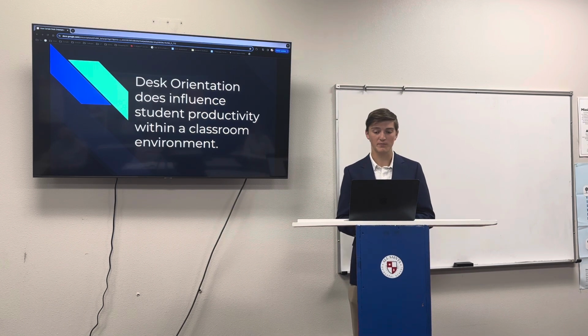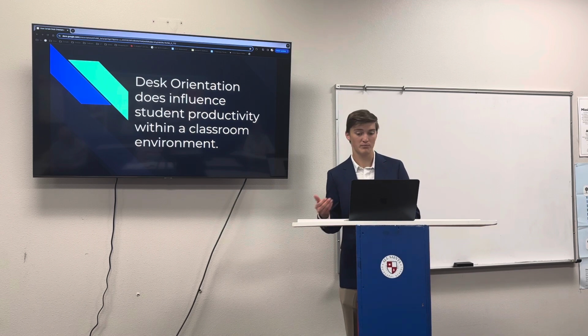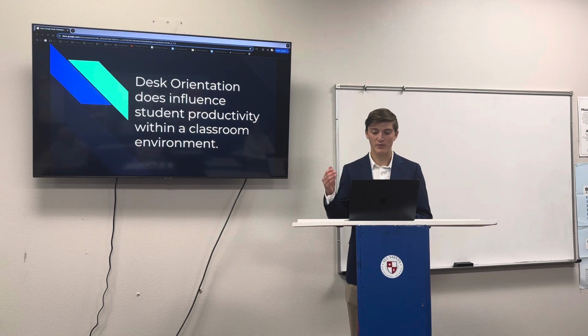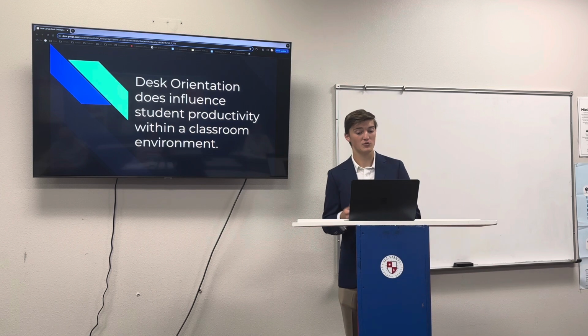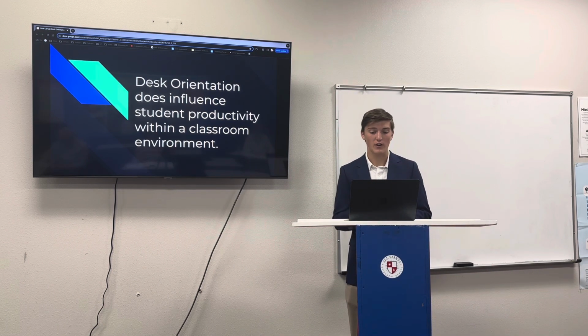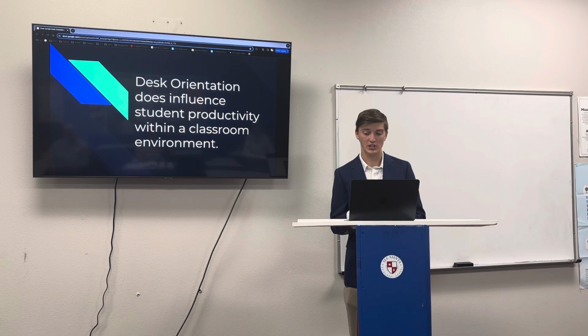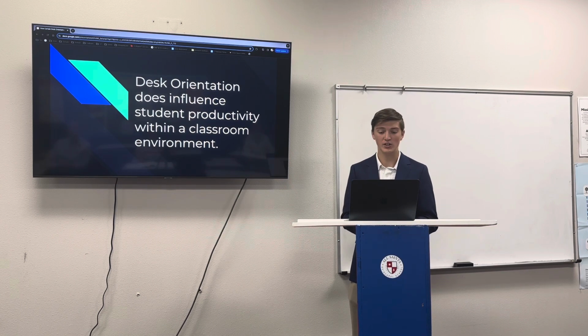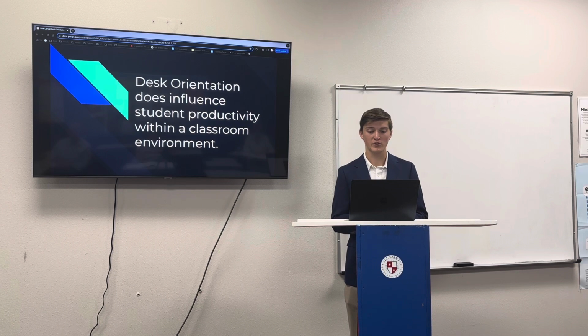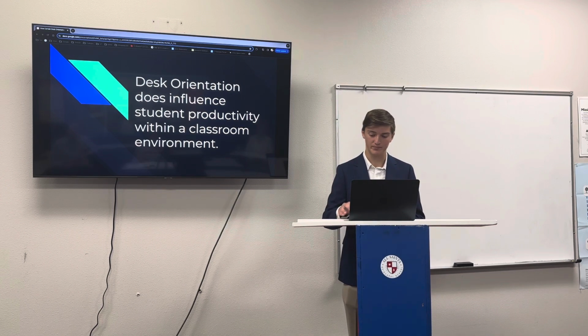It also provided more insight into an under-researched factor of productivity that corporations would be able to use to increase worker productivity. This study opens up avenues for further research as a foundation to determine the overall desk orientation for learning. If other schools were to replicate my research, then students would be able to be more productive in class and would have the opportunity to expand their learning as well. Thank you.